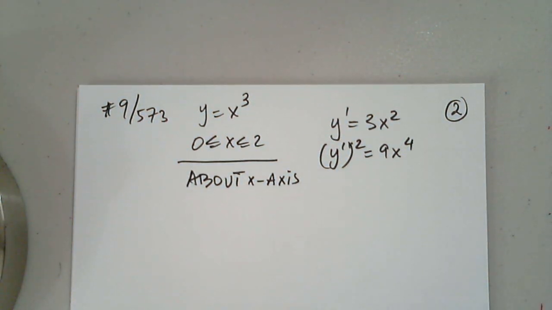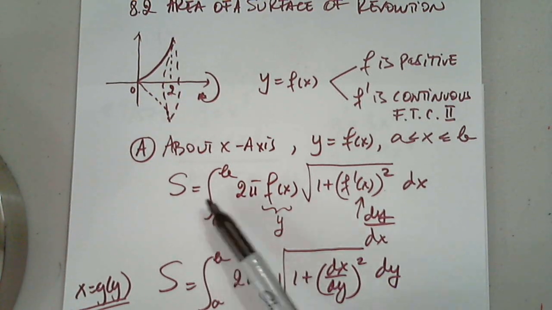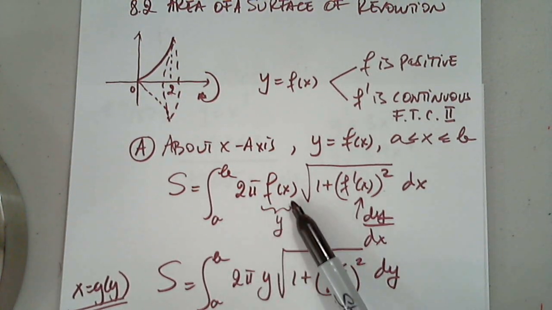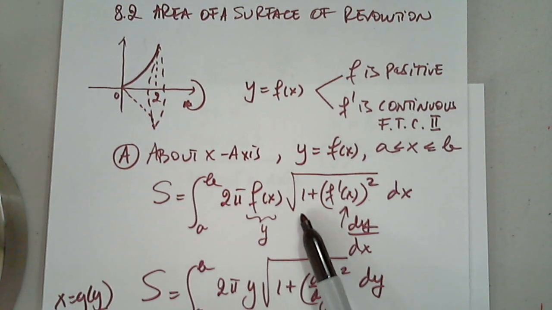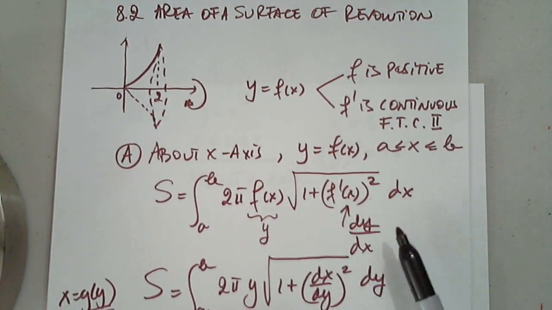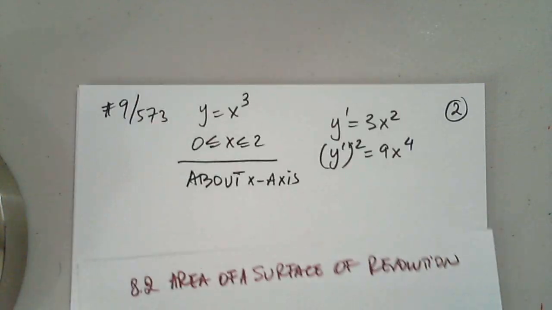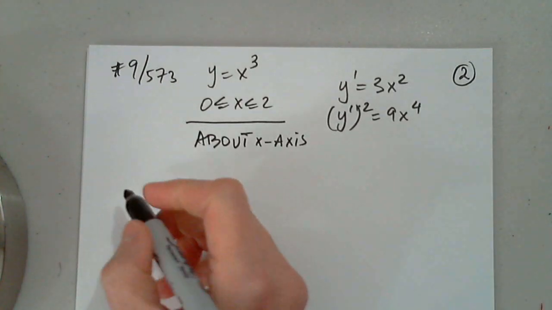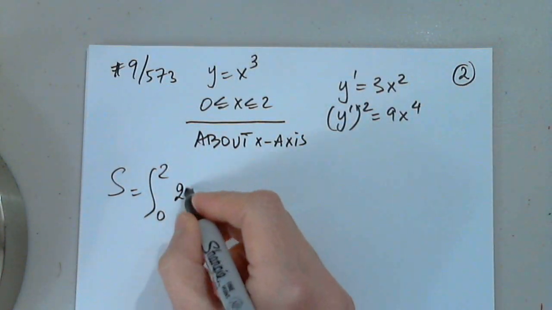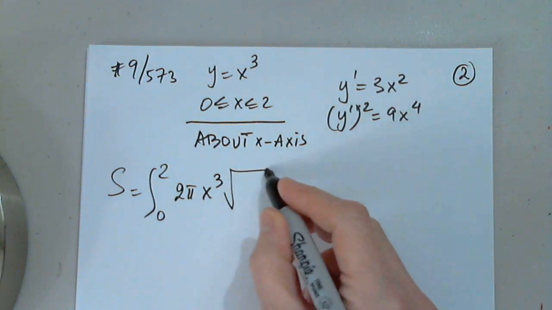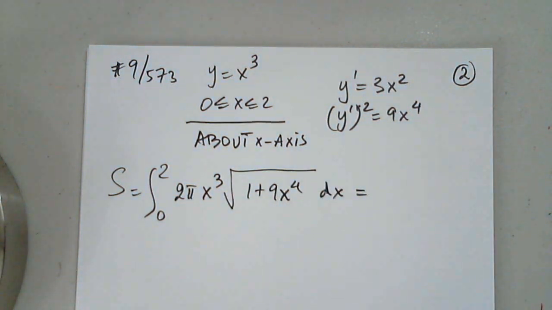And then let's set it up. We are going to look at 2 pi, the function itself, which is x to the 3rd, times the square root of 1 plus 9x to the 4th, dx. So let's write that: the integral from 0 to 2 of 2 pi x to the third times the square root of 1 plus 9 x to the fourth dx.